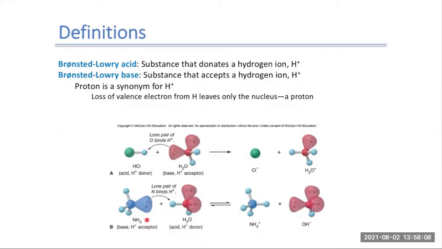You can also see water acts as an acid. Here we have ammonia, NH3. Its lone pair is going to bind to the hydrogen of water, which will give us ammonium, NH4 plus, and hydroxide, OH minus. So you can see the hydrogen got transferred from water over to the ammonia, which again is another acid-base reaction.